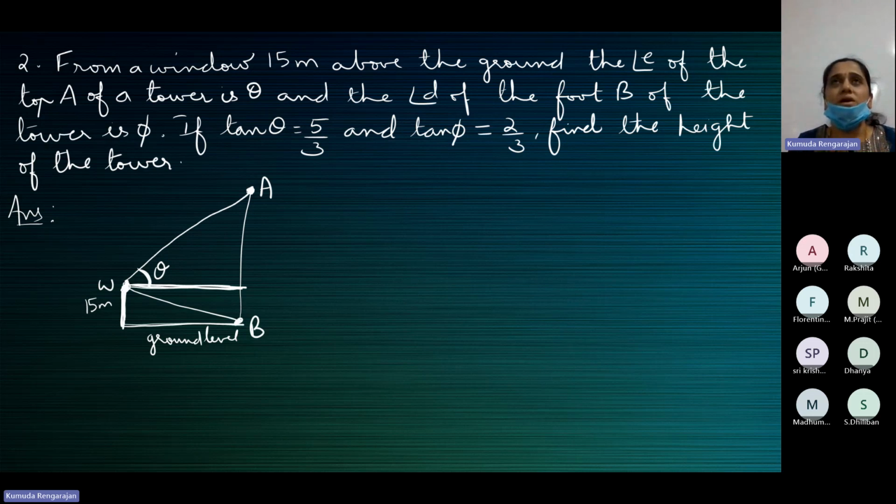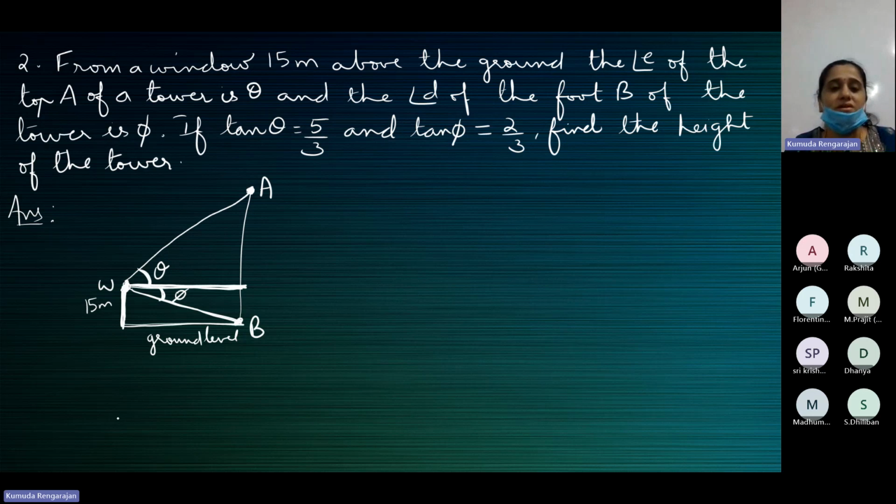If the observer is looking up, it is the angle of elevation. If he looks down, it's the angle of depression. So he's looking down at the foot B. Now where to mark phi? Between the horizontal and the line of sight. The horizontal is the same because the observer is at the same position. The horizontal will not change, but the line of sight is different. The angle between the horizontal and the line of sight is called the angle of depression, which is phi.